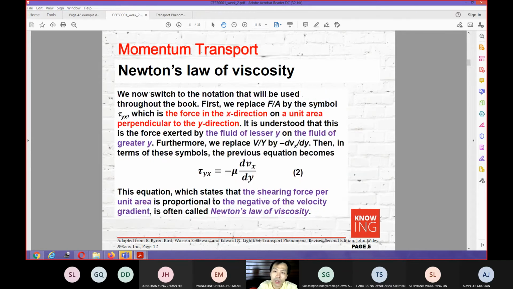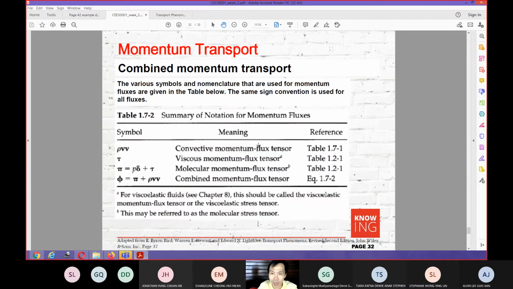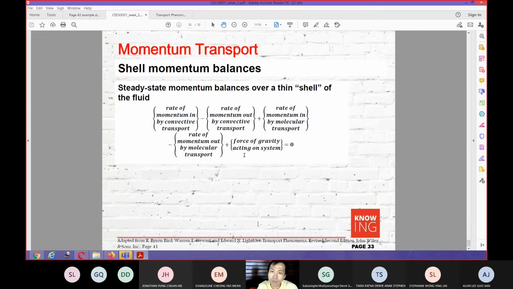So it's very important that you know the convention is there, even though we change the things. Okay, so it's applicable for the molecular momentum, the convective momentum flux, and also the combined momentum flux. Okay, so table 1.7.2 in here is giving you the convective momentum flux tensor, the viscous momentum flux tensor, the molecular momentum flux tensor, and the combined momentum flux tensor.